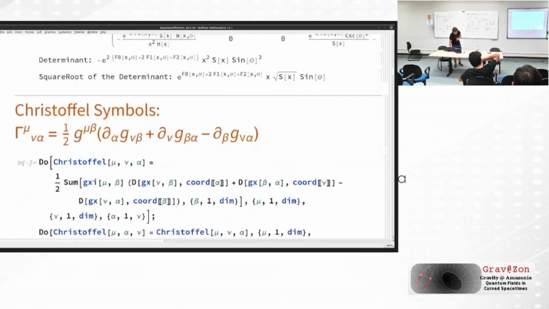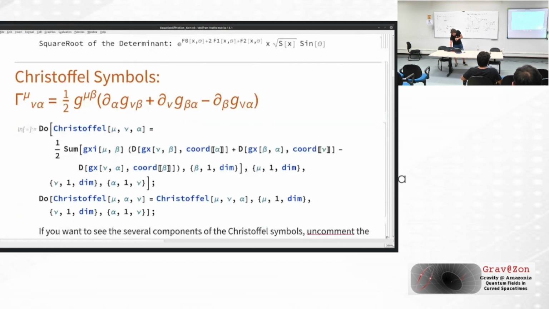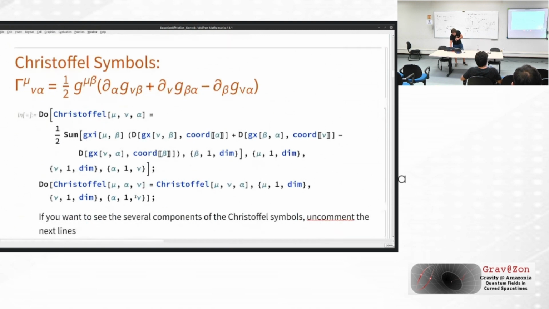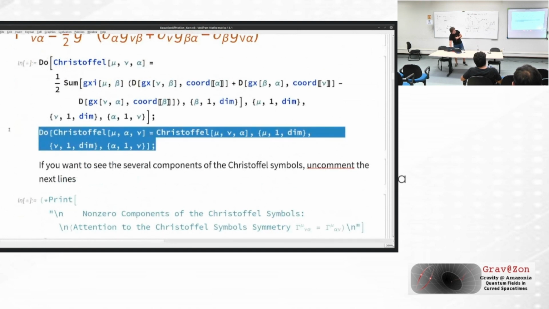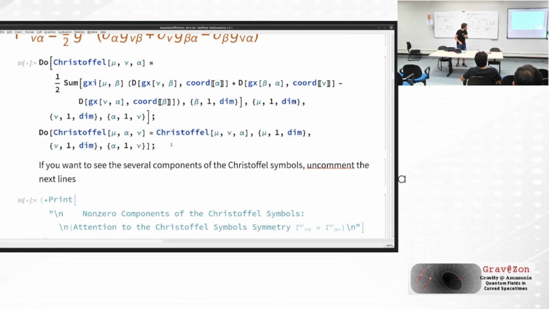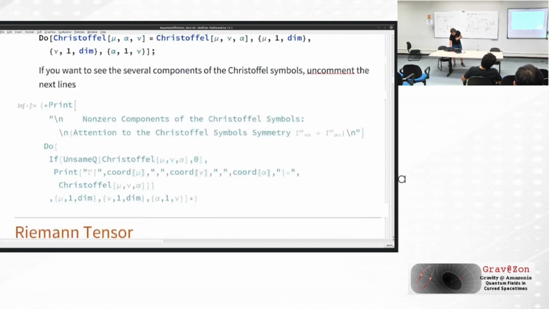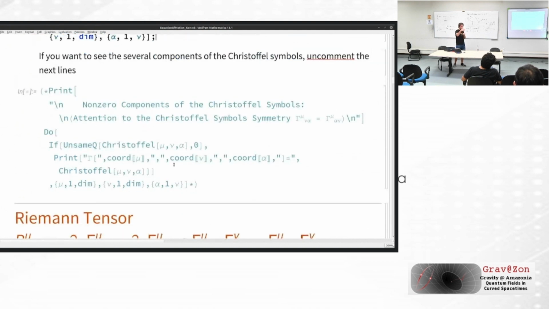After that, you start with the Christoffel symbols. Again, you can write this in a more or less simple way. Basically, just do the sums and compute everything. Here, for example, I also use the symmetries of the Christoffel symbols, so as to use fewer resources. And if you want, I have this comment, but you can remove the comments to see which of the Christoffel symbols are non-zero, and you can see the expressions and so on.